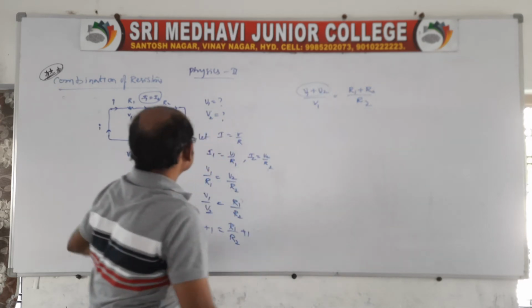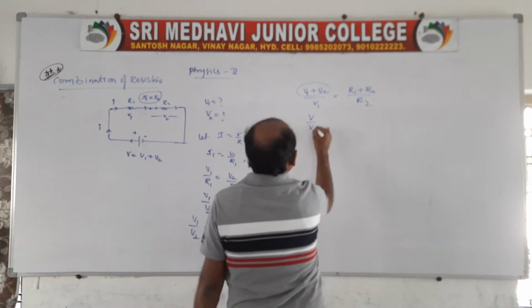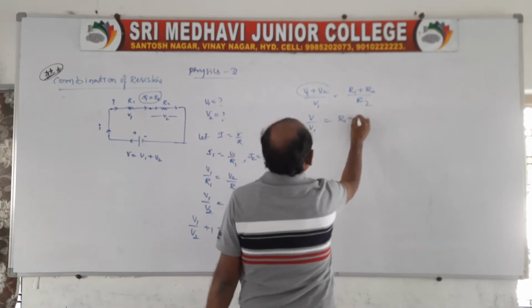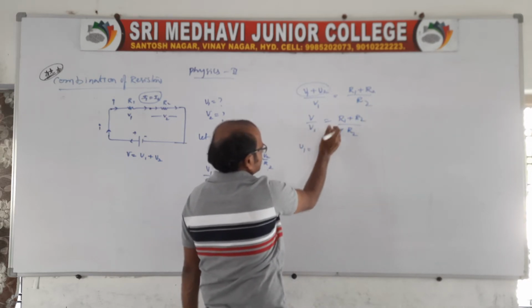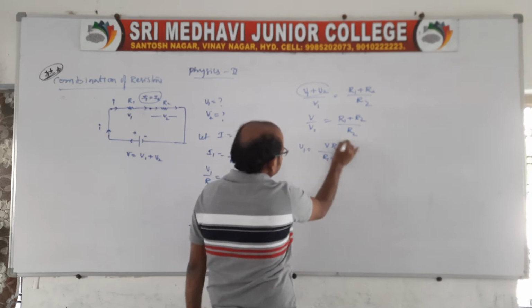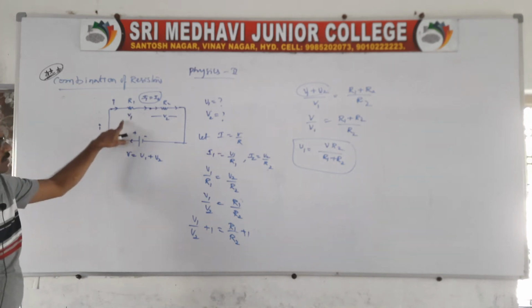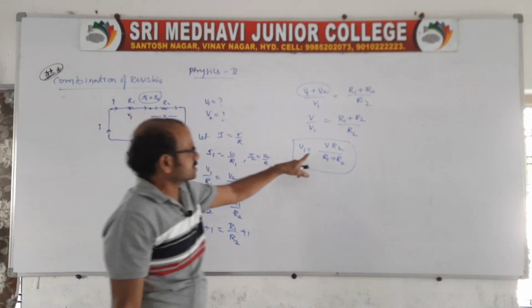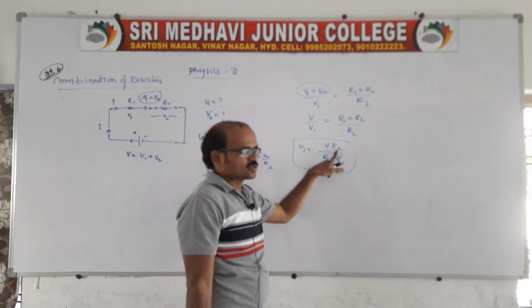V1 plus V2 is nothing but what? V. So here V by V1 is equal to R1 plus R2 by R2. Now V1 is equal to, cross multiply this, VR2 by R1 plus R2. Simple. For the first potential difference, V1 is equal to VR2 by R1 plus R2. Here one resistor is 2.